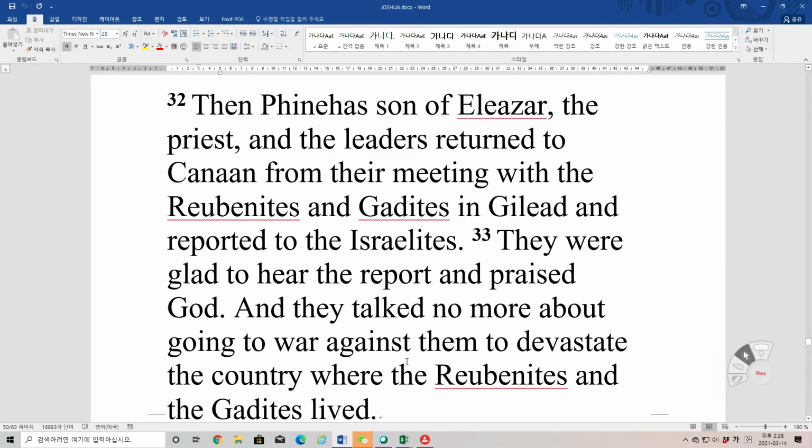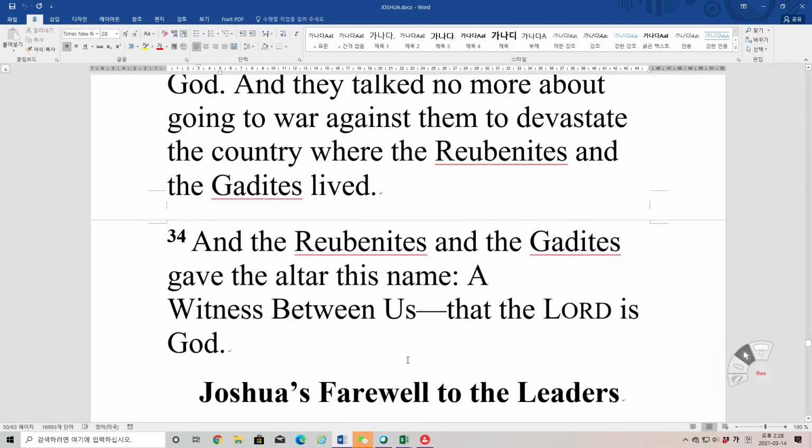Then Phinehas, son of Eleazar, the priest, and the leaders returned to Canaan from their meeting with the Reubenites and Gadites in Gilead and reported to the Israelites. They were glad to hear the report and praised God, and they talked no more about going to war against them to devastate the country where the Reubenites and the Gadites lived.